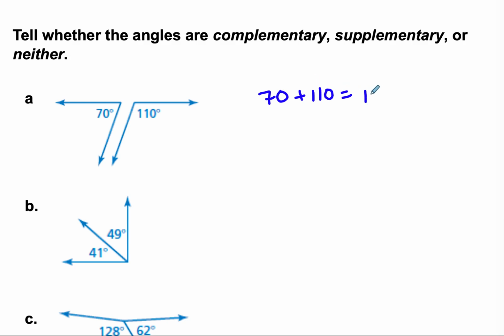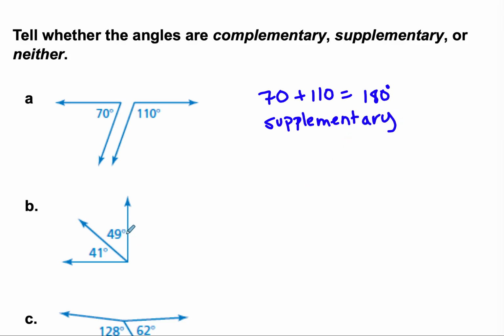70 plus 110 equals 180. They equal 180. So they're going to be, oh my goodness, why am I writing the wrong thing? They're going to be supplementary. If you push them together, they would make a straight line. Supplementary, straight line, 180.